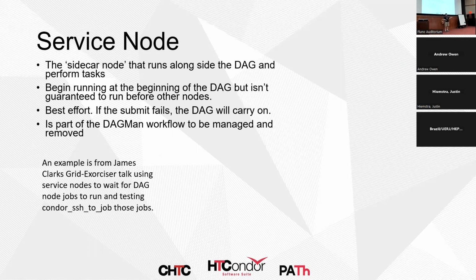Sadly, James wasn't able to really go into the depth of what he was doing with service nodes in his example, but he was actually setting up service nodes to run on the side and wait for DAG jobs to start running and then test SSH to jobs then. That's pretty cool to think about how he's doing that.